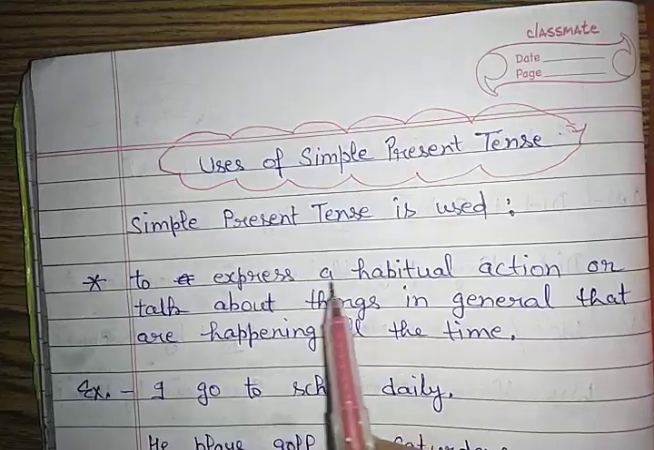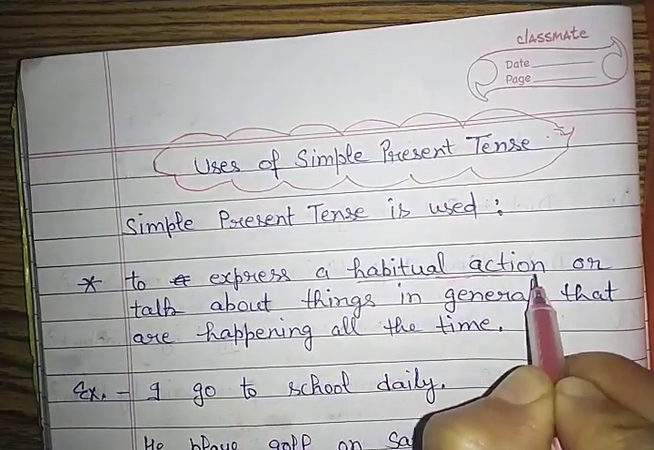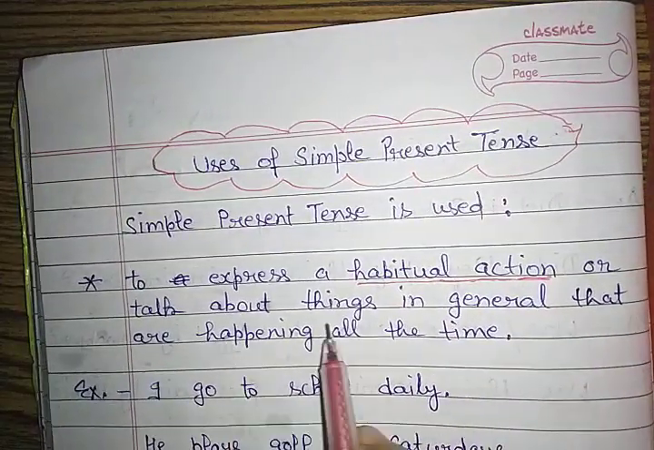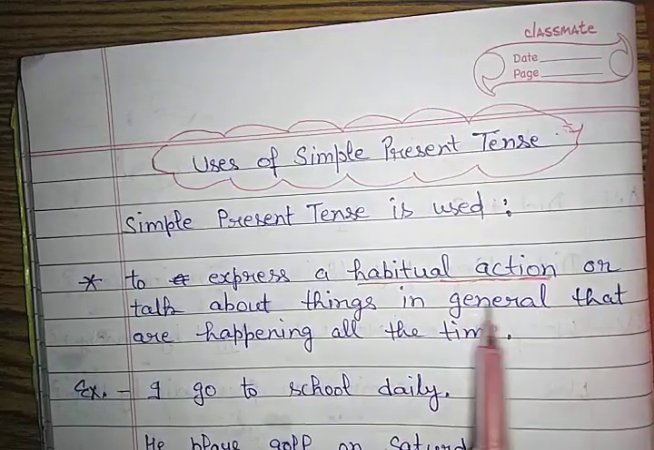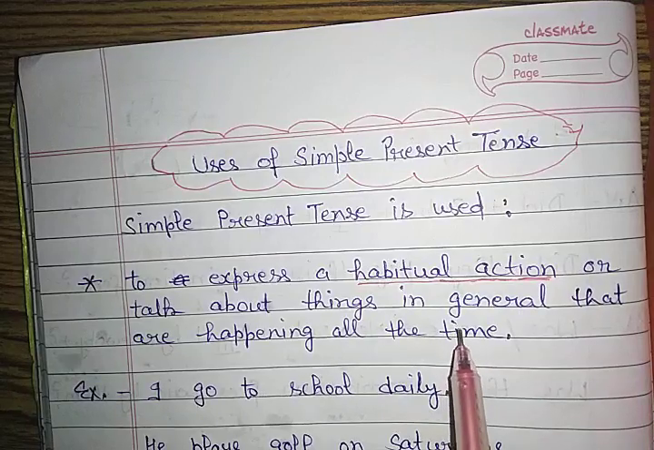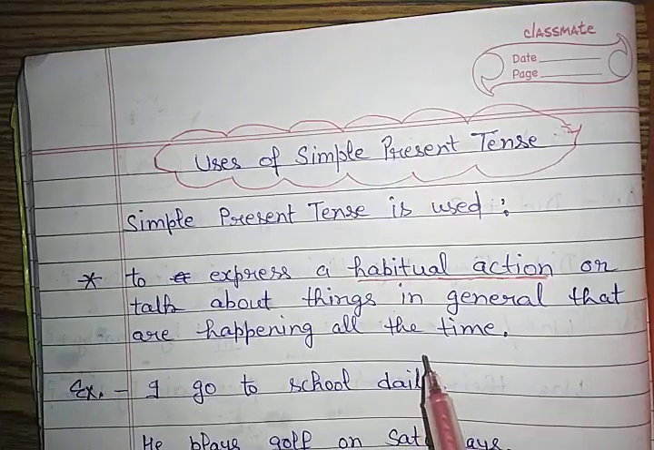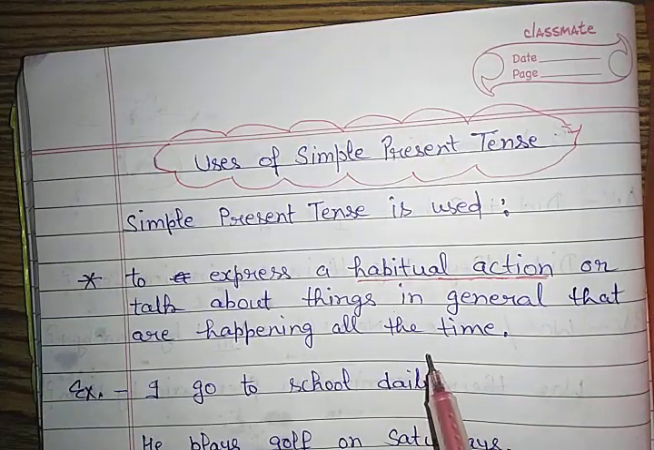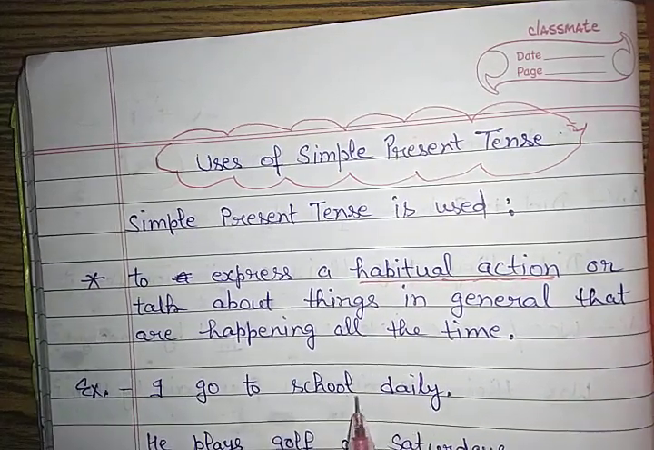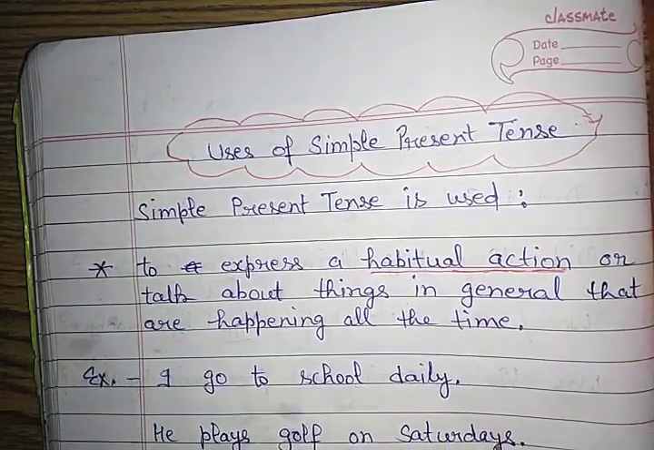to express a habitual action. What is meant by habitual action? It means the work you do every day, or talk about things in general, or things that are happening all the time. That is work you do in routine, or happenings which are done all the time. For example, I go to school daily. He plays golf on Saturdays.